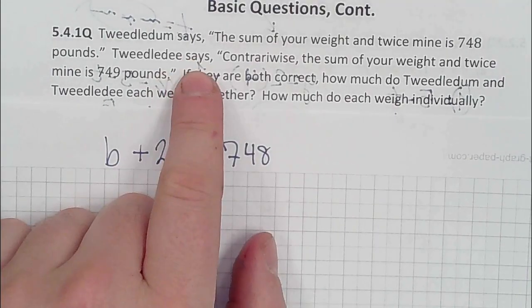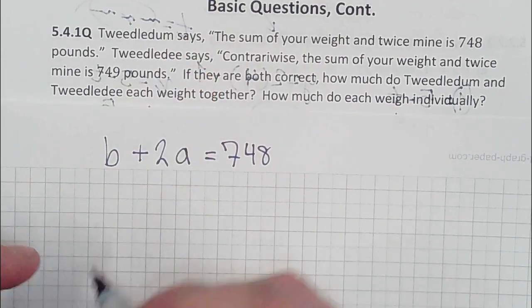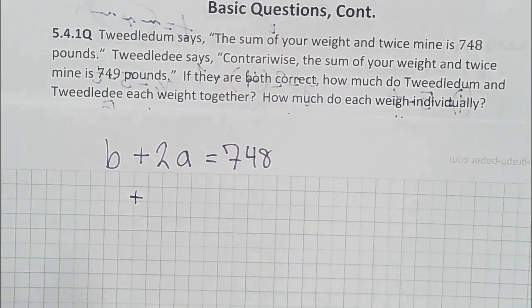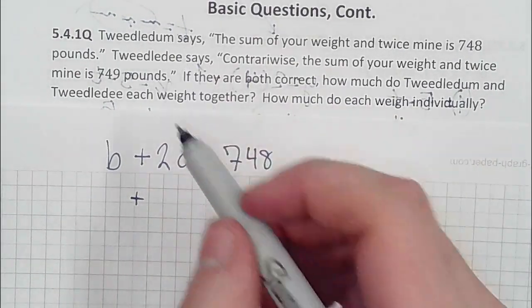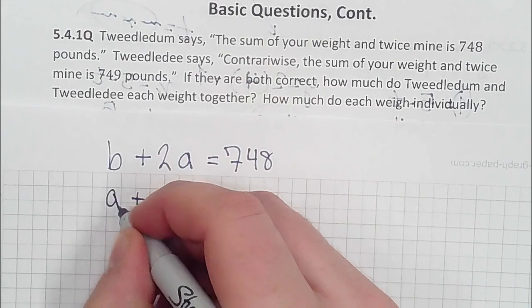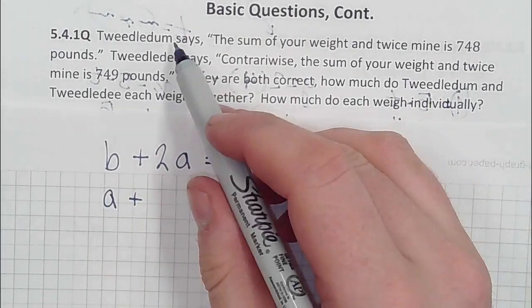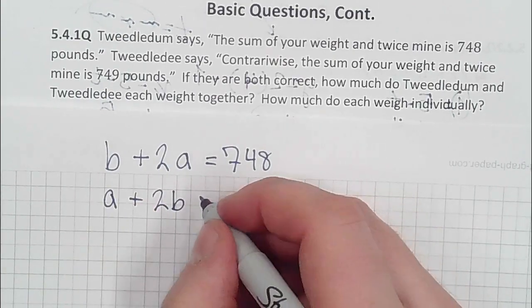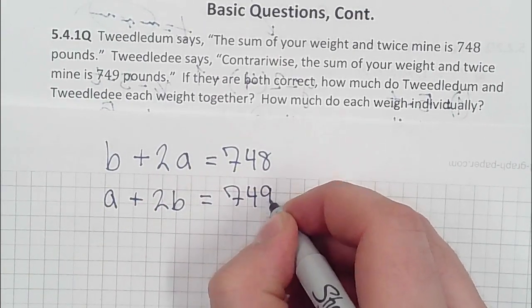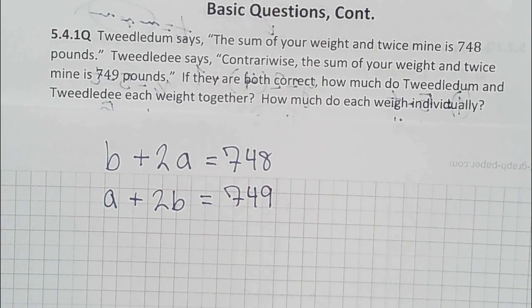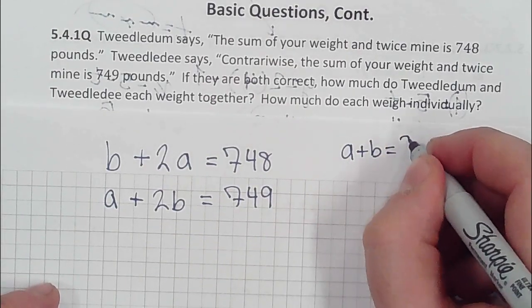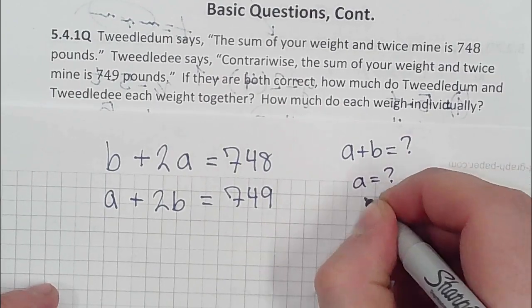Tweedledee says, so this is the other person, that's who Tweedledum was talking to. Tweedledee says, contrariwise, the sum of your weight, so he's talking about his brother Tweedledum. Remember, Tweedledum is A. The sum of your weight, talking about Tweedledum, and twice mine, so he's talking about himself now. He's B. Is 749. If they're both correct, how much do they weigh together and how much do they weigh individually? So in other words, we want to find out what A plus B is, because that's what they weigh together. And we want to find out what A is, and we want to find out what B is.